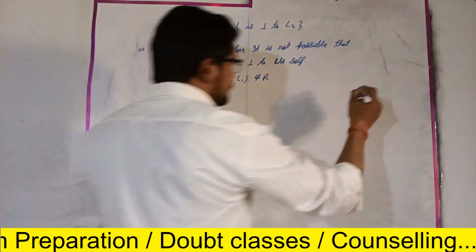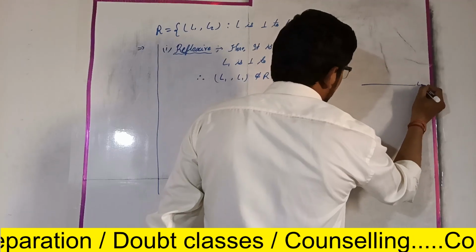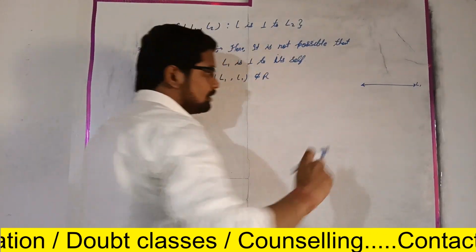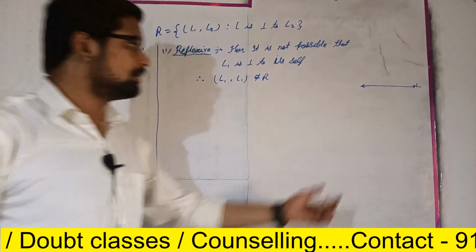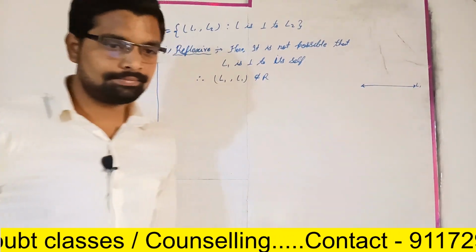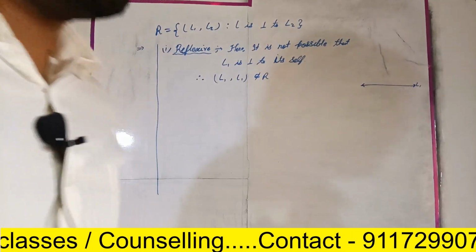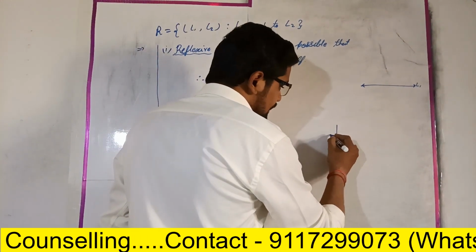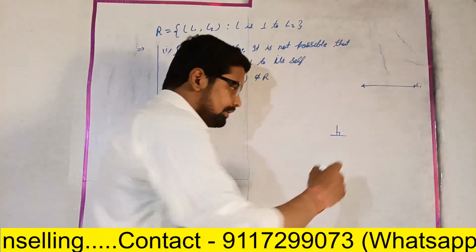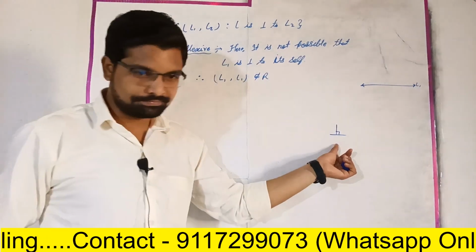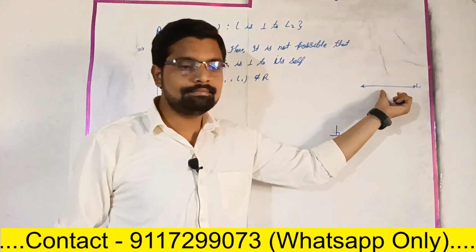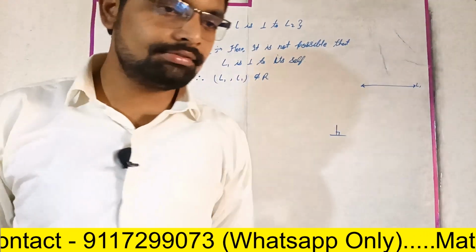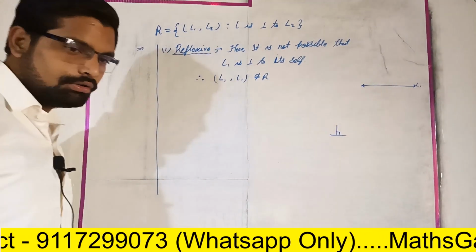Suppose there is a line, this line is L1. Can this line be perpendicular to itself? Perpendicular means that when two lines are perpendicular, they make a 90-degree angle. So can this line make 90 degrees with itself? Is it possible? No, right?